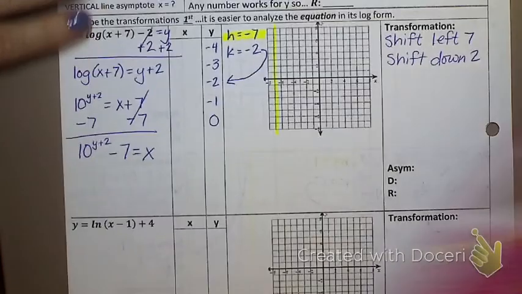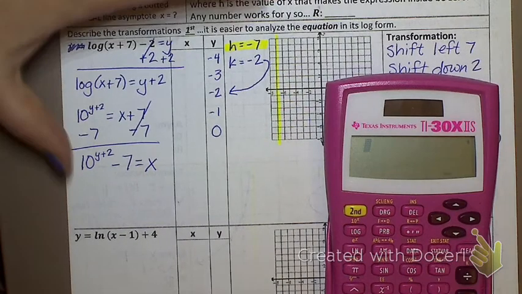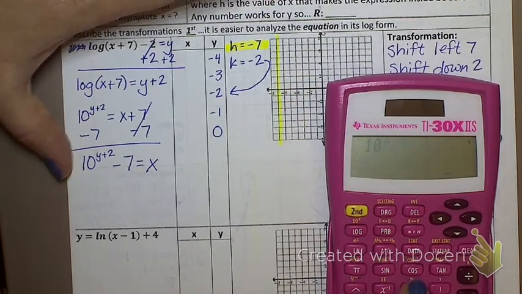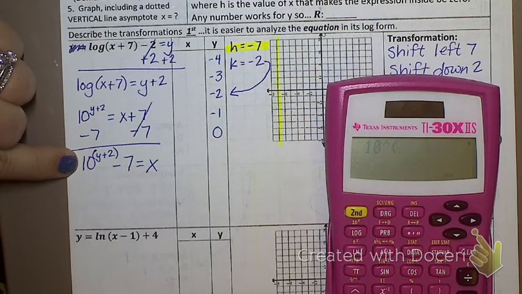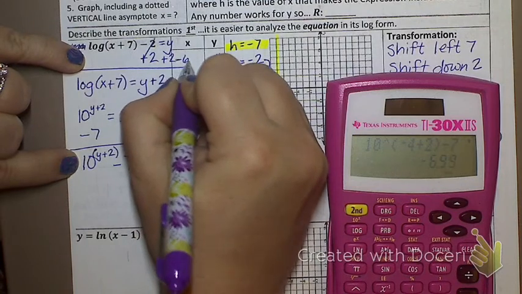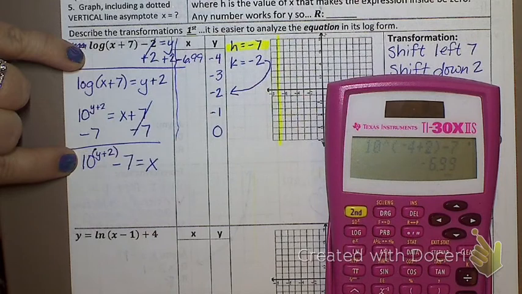So has anything changed on this from the previous problems? Only difference being I want to make sure you know that there's a 10 there if there's no number listed as your base. So 10 to the, again, put that exponent in parentheses in your calculator. -4 plus 2. Close my parentheses and minus 7. And I have -6.99. I should have kind of stayed out of there. Running out of room there.